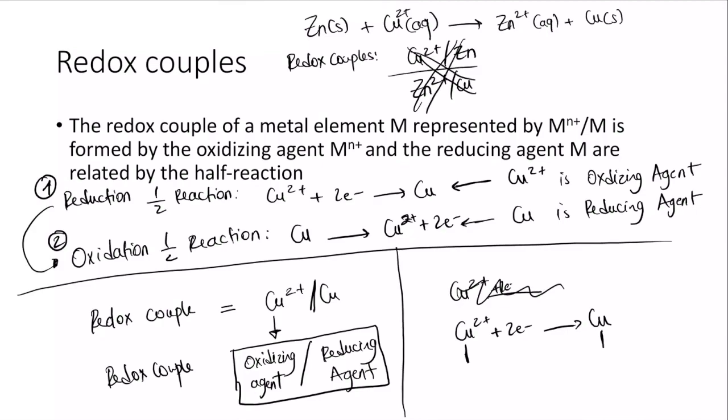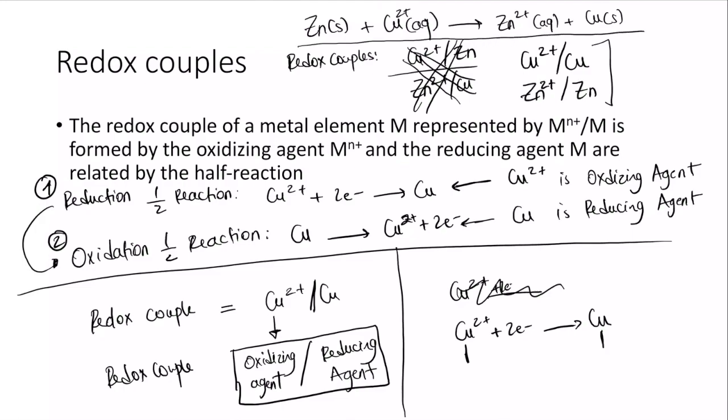Both are wrong because the redox couples belong to the same metal. So if I just told you to write the redox couples of this reaction, we have two redox couples here. We have Cu2+/Cu, the oxidizing agent of copper and the reducing agent of copper, and Zn2+/Zn. These are the redox couples of the reaction that we started with.